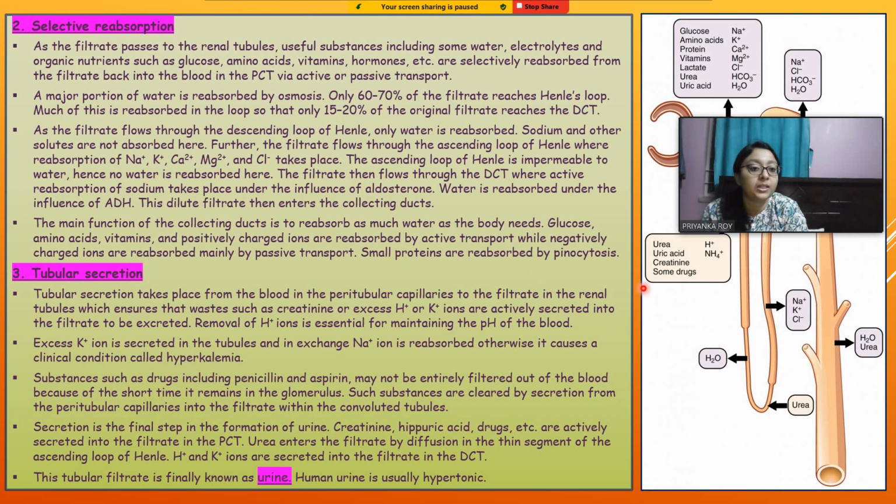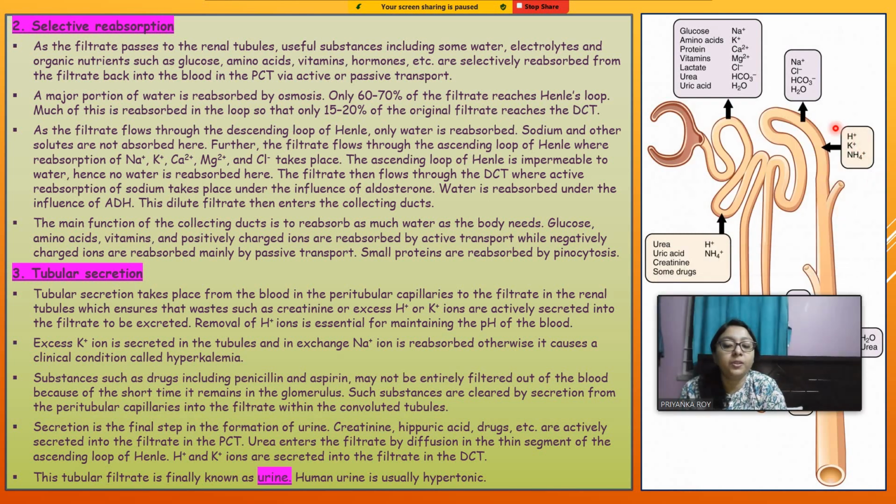Certain substances such as creatinine, hippuric acid, drugs, etc. are actively secreted into the filtrate in the PCT. Urea also enters the filtrate by diffusion in the thin segment of the ascending loop of Henle, and then H+ and K+ ions are also secreted into the filtrate in the DCT, and therefore this final tubular filtrate is known as urine. This urine is usually hypertonic because most of the water has already been reabsorbed by the body and taken back.